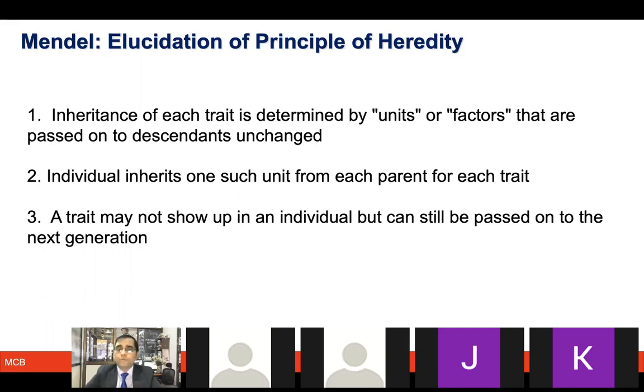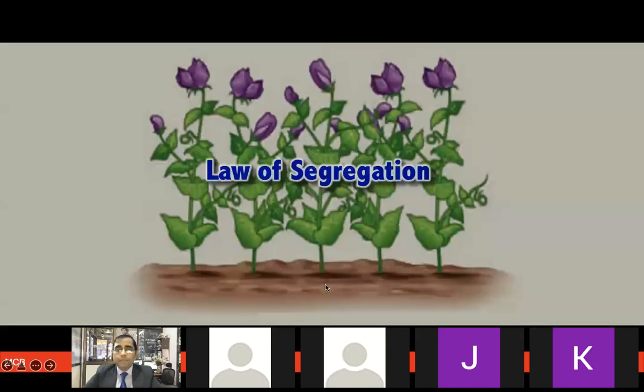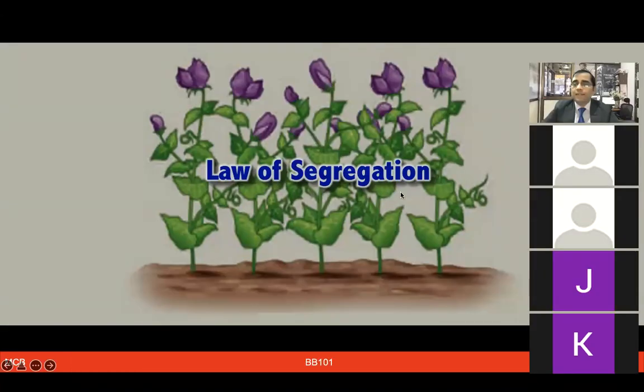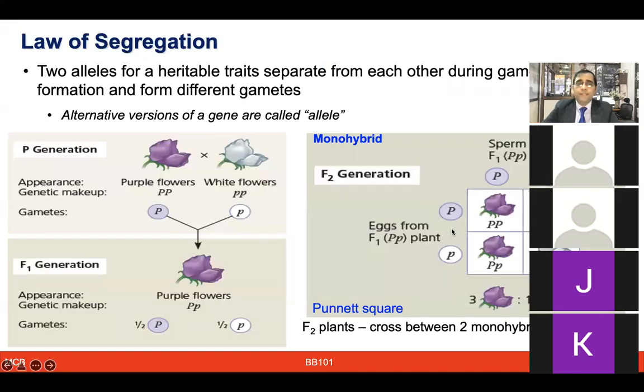So therefore, some traits could be hidden in that way. And based on these observations and some experiments, he proposed the law of segregation. In the law of segregation, the experiment he did on the pea flower used true breeding purple flowers and true breeding white flowers. True breeding means it's always going to have only capital P gametes, and the white flower can be small p.